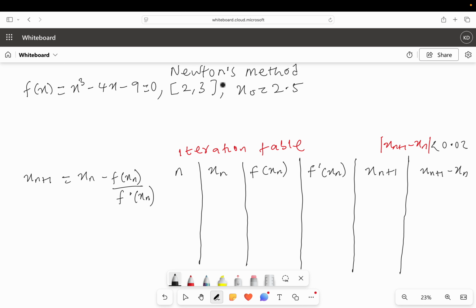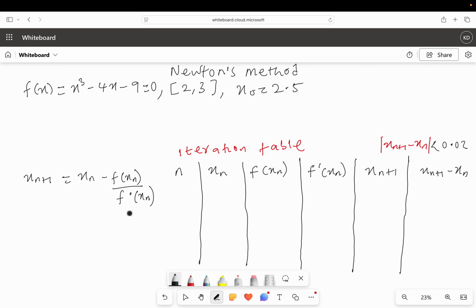In this video, we are going to use Newton's numerical method to find the root of this polynomial equation that falls between the interval 2 and 3. And we were given 2.5 as our initial guess. So the key component of Newton's numerical method is this formula.